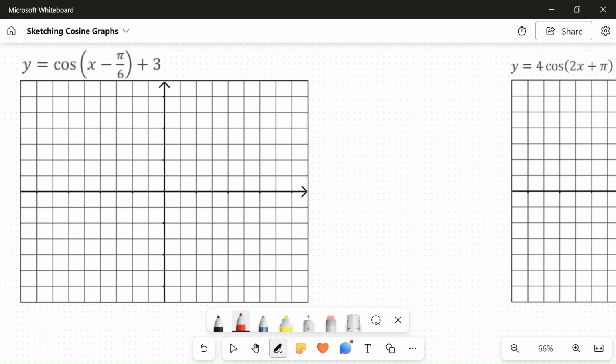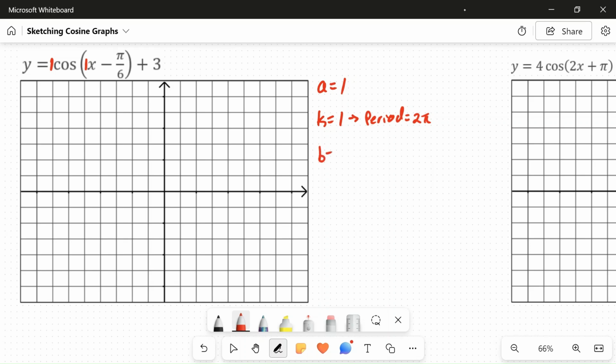So I'll do the same thing that we've been doing. We're going to figure out the amplitude, which there's nothing in front of cosine, so we just assume that's a 1. The k value, there's nothing in front of the x, so we just assume k is 1. And if k is 1, then the period is going to be 2 pi, right? Because it's 2 pi over 1, which is just 2 pi.